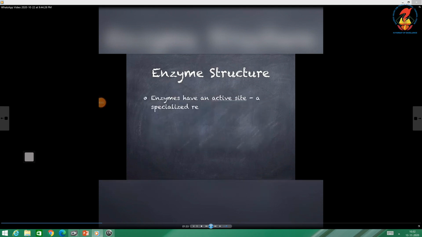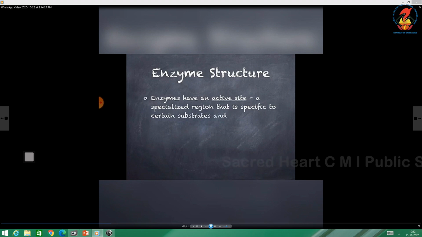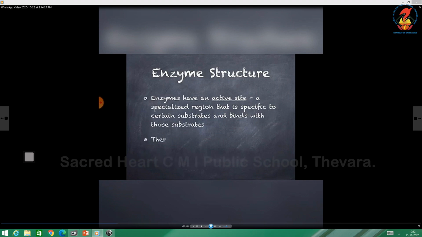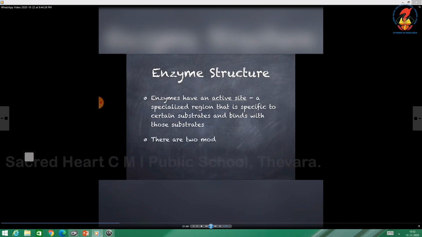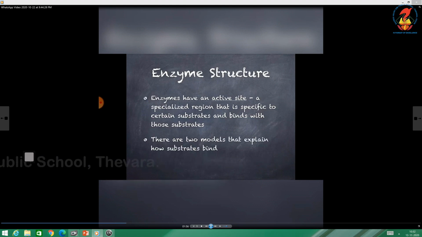Next, enzymes have an active site, a specialized region that is specific to certain substrates and binds with those substrates. And to explain this, there are two models. The binding of the substrate with the enzyme is described by two models.